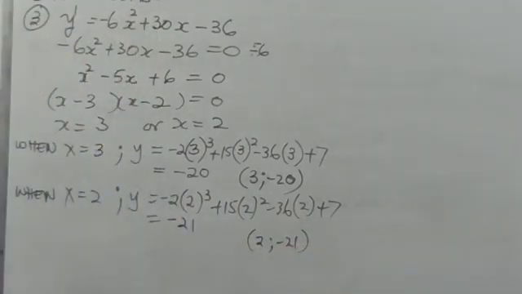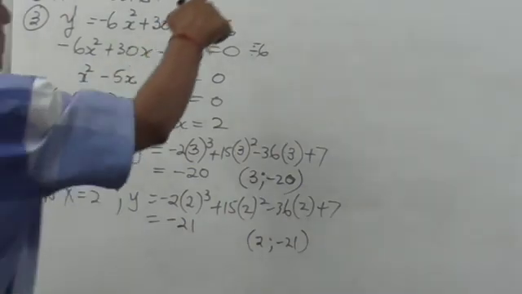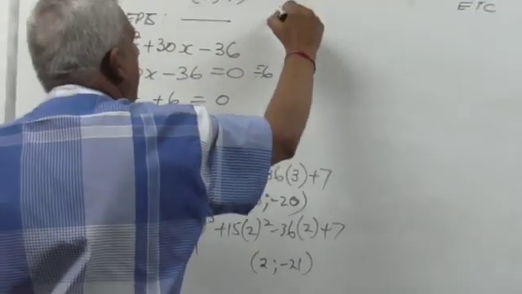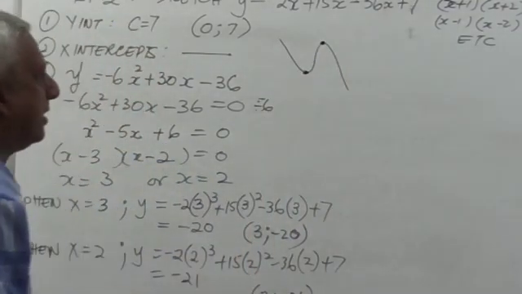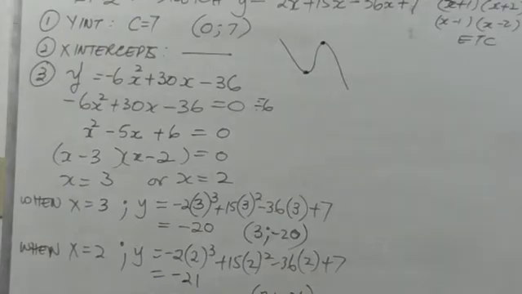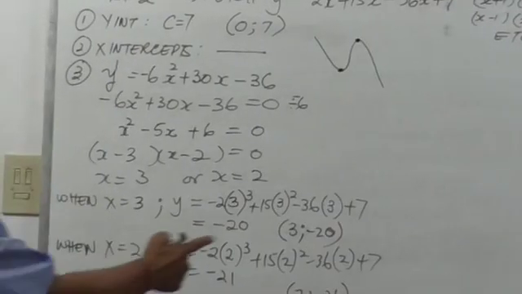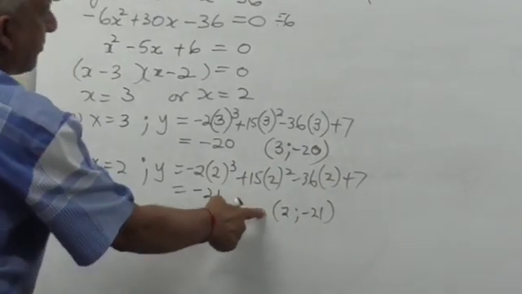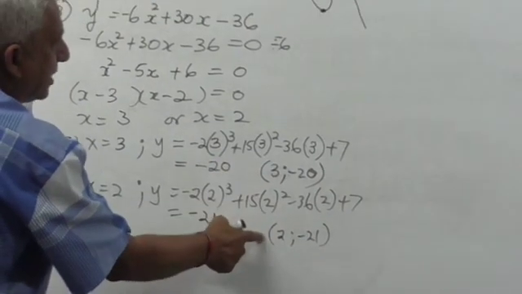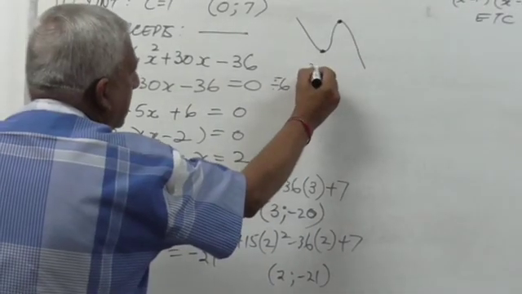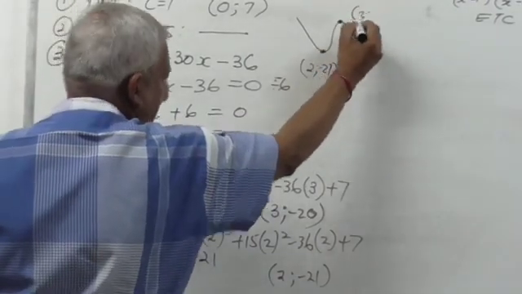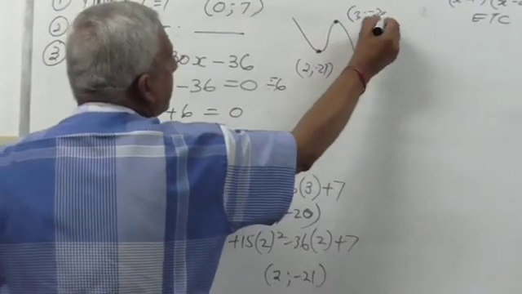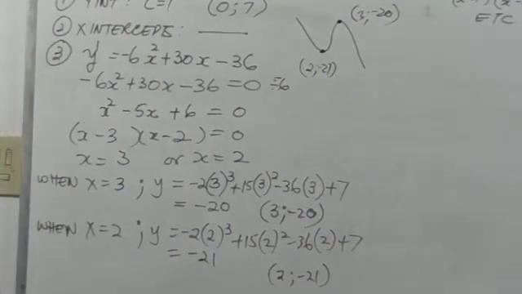Alright, so now we've got the turning points. Now again, because this is negative, we know the graph is going this way. So the one on the left will be a minimum, the one on the right will be a maximum. So we know the graph is going like that. Now if you take the two ordered pairs, this one is on the left and this one is on the right. This one on the left will be for 2, negative 21. And this one on the right will be 3, negative 20. So we are now ready to draw the graph.